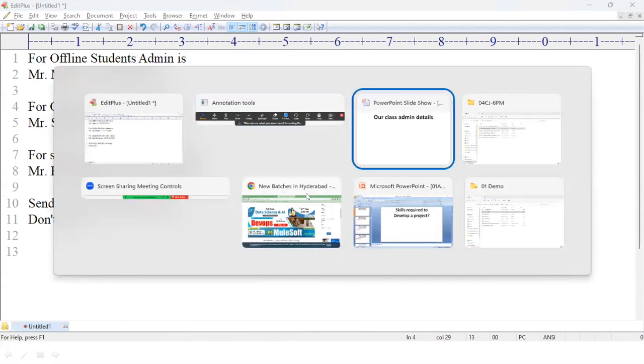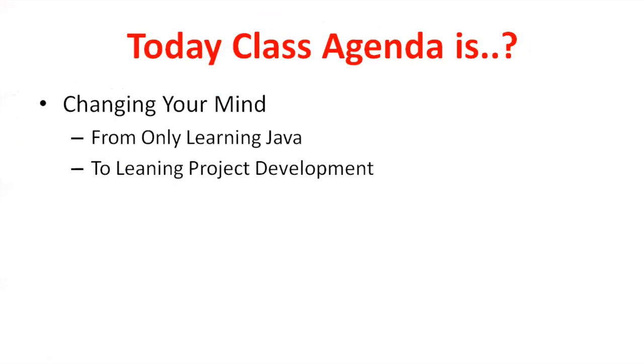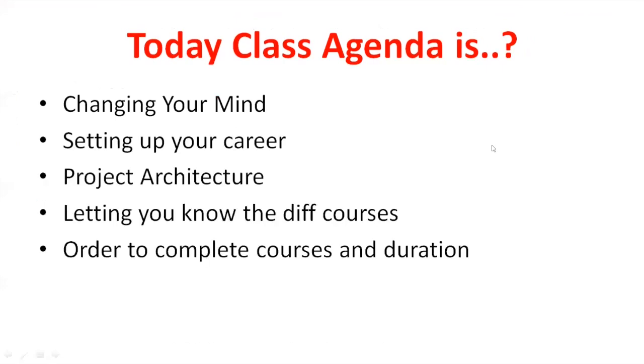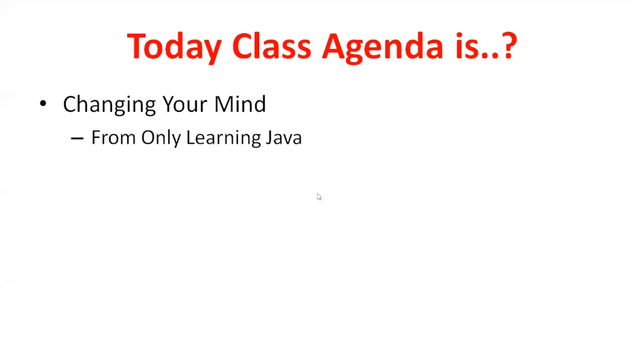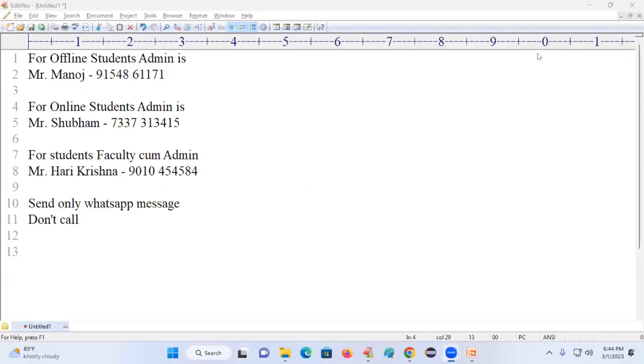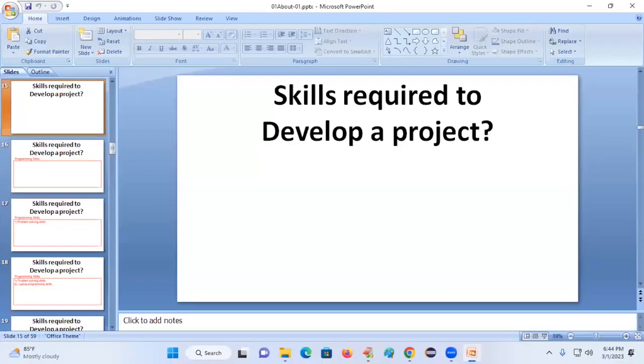Yeah. So with this, we completed. My target for the last week of classes was changing your mind from Java student to software engineer, setting up your career: what are the different courses you have to learn and why, with the help of understanding project architecture, letting you know what courses you have to learn, what the problem is if you don't learn them, and the order of completing courses and duration. The classes I have taken up to now were not given to me by my faculties when I was a student.